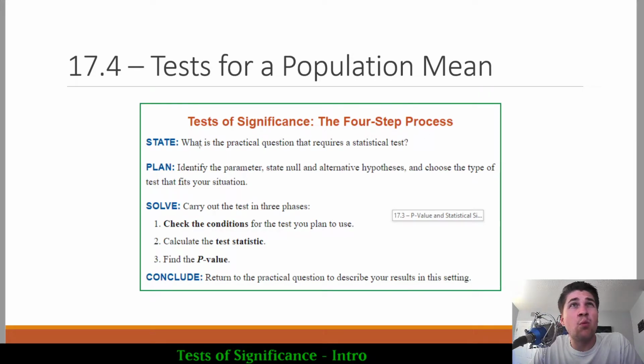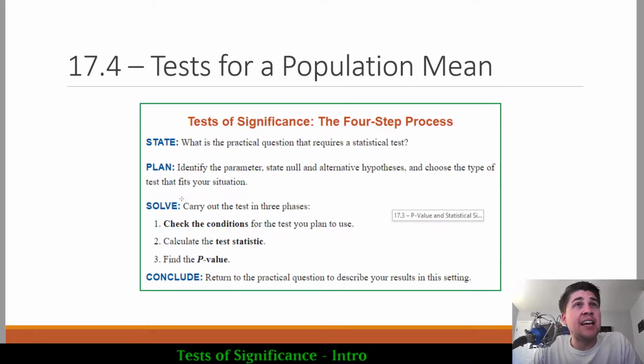So you can always state, well, what is the practical question, why are we doing this in the first place? And in these chapters, I'm just giving you examples. Later on, it's a little harder. We'll talk about how you figure out which test to use. But the plan is to identify the parameter, aka mu, state the null and alternative hypothesis, so figure out what's h sub 0 and h sub a, and choose the type of test that fits your situation. And what that's saying is, are we using a one-tailed or two-tailed, upper or lower?